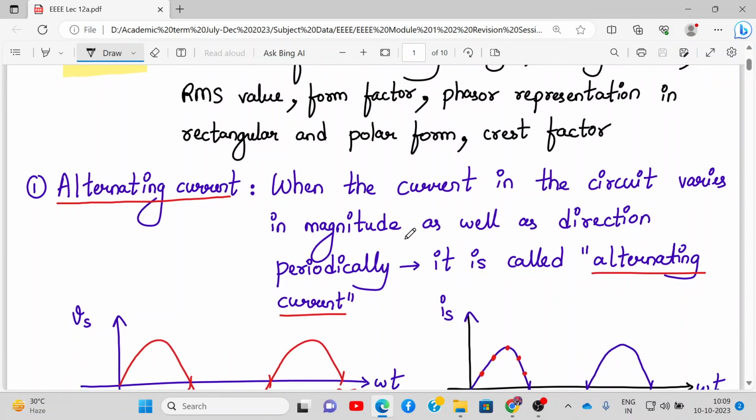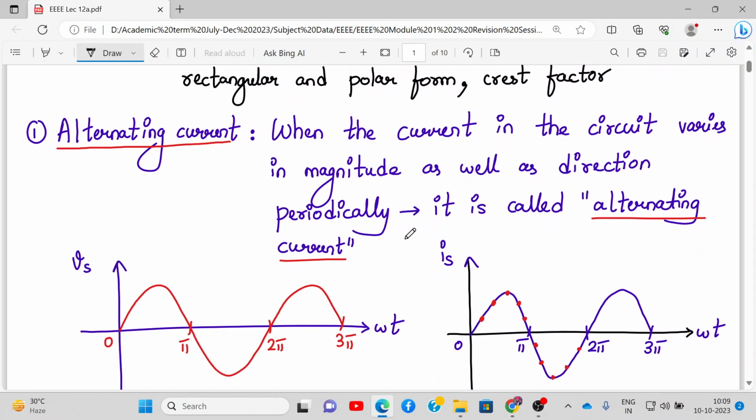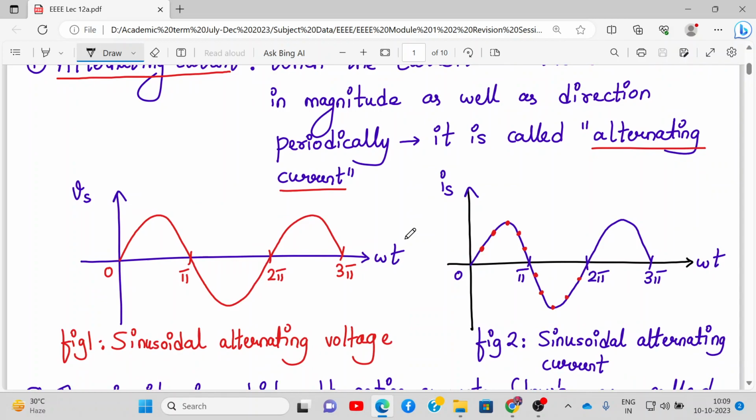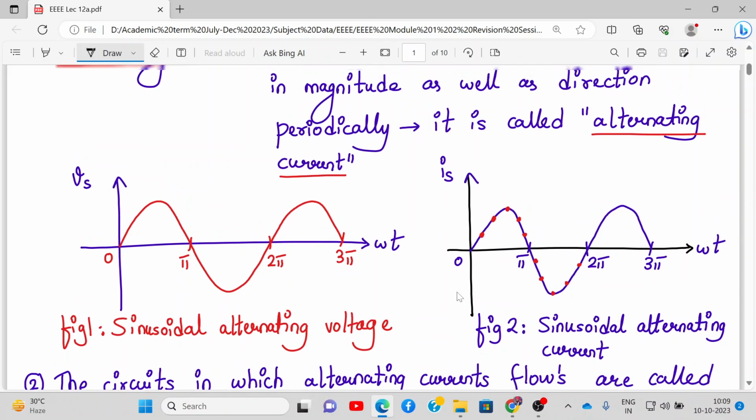First of all, we'll define alternating current. When the current in the circuit varies in magnitude as well as direction periodically, it is called alternating current. Similarly, we have alternating voltage. When the voltage in the circuit varies in magnitude as well as direction periodically, it is called alternating voltage. These are two examples of a sinusoidal alternating voltage and sinusoidal alternating current, that is AC current and AC voltage.